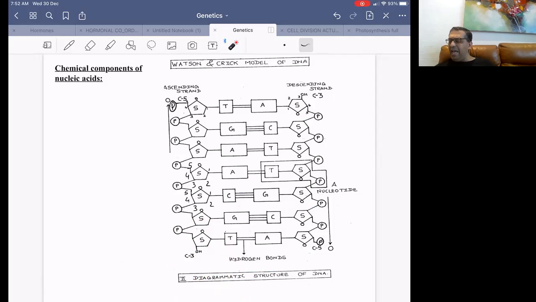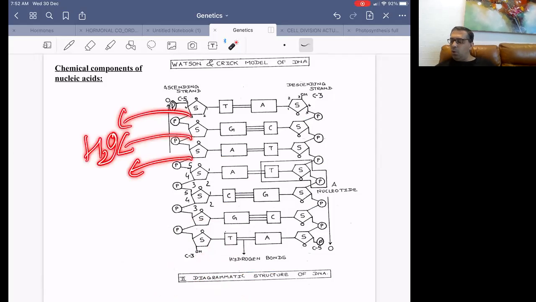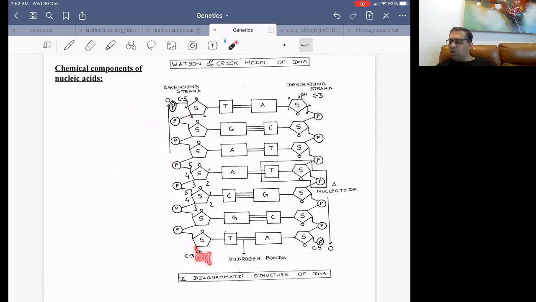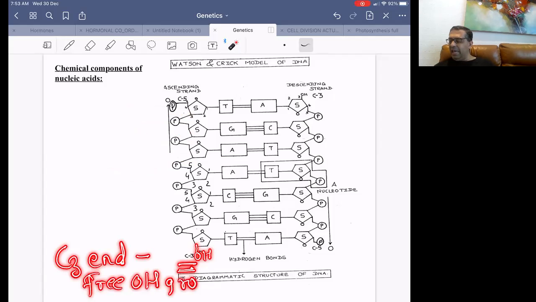So this is a free hydroxyl. Everywhere else, hydroxyls were used for condensation to form a water molecule, but here we have a free hydroxyl. At which carbon is that free hydroxyl present? At the third carbon. So that end is called the C3 end. So what do we have at the C3 end? A free hydroxyl group.